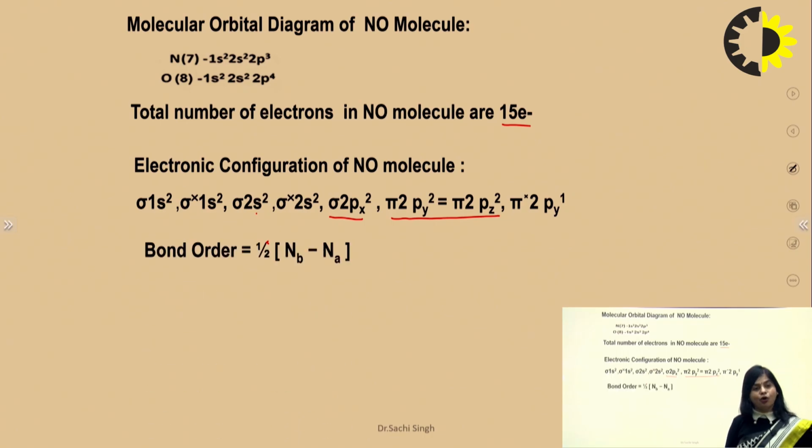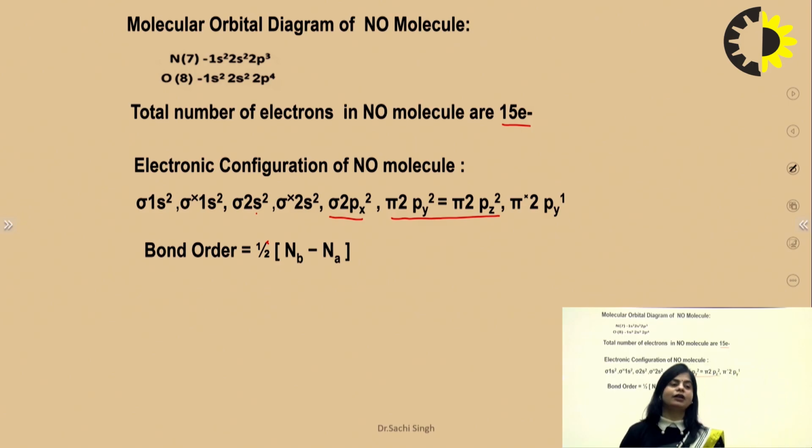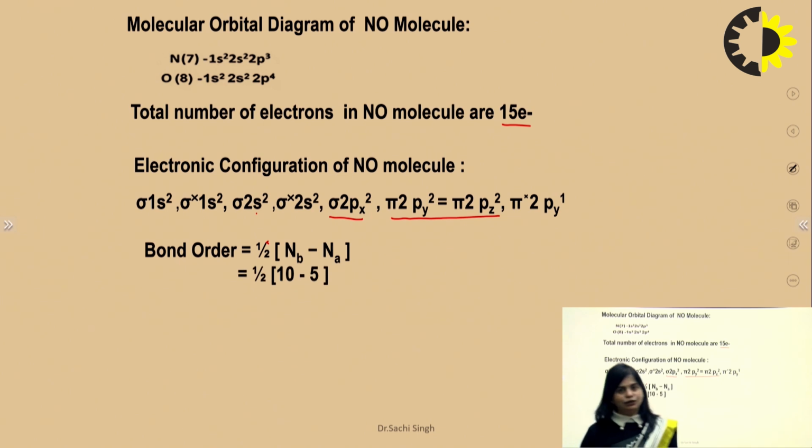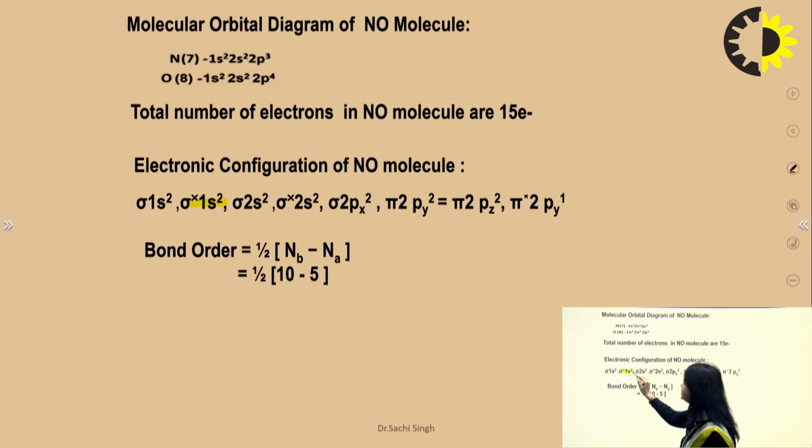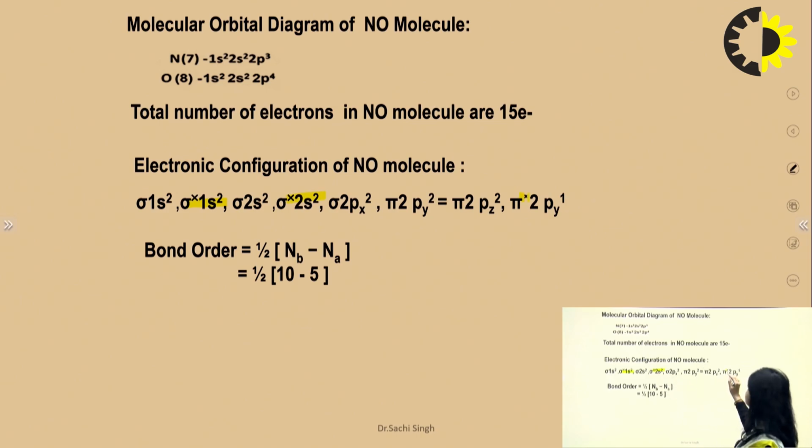Now comes the bond order. How do you find the bond order? The number of electrons in bonding minus the number of electrons in anti-bonding, divided by 2. Without star is bonding, and the anti-bonding are the starred ones. So this one is star, this one is star and this one is star. The total number of electrons in anti-bonding is 5, that is 2 plus 2 plus 1, and the remaining are bonding molecular orbital electrons. 10 minus 5, so the bond order is 2.5.